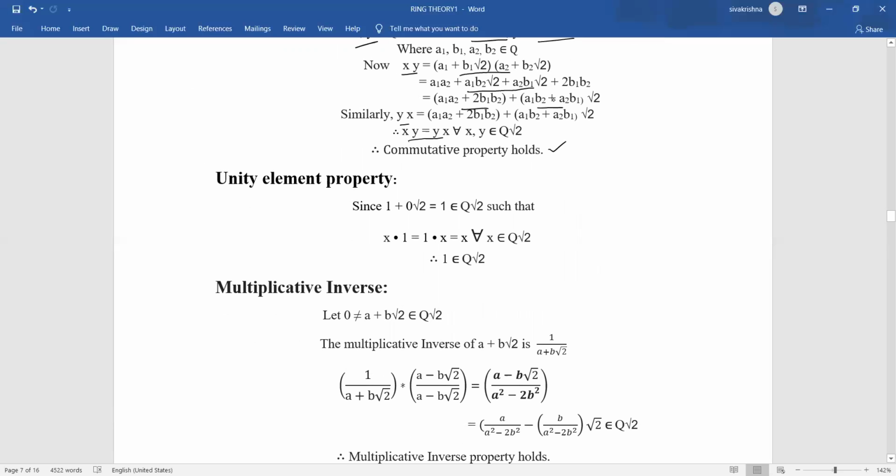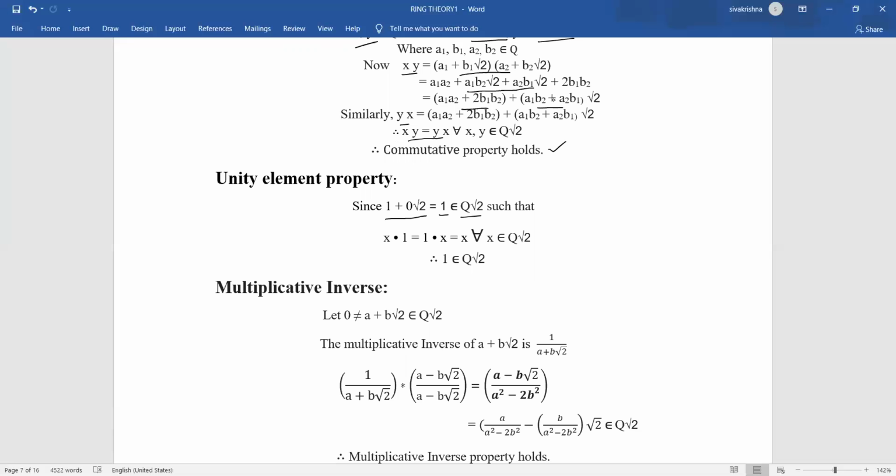If you want to say that the ring has the unity element property, we have to prove that 1 belongs to capital R. So I am writing an element of the form 1 plus 0 into root 2. The value of 1 plus 0 into root 2 is nothing but 1. Clearly this is of the form a plus b root 2, where a is 1 and b is 0. Clearly these two are rational numbers. So this belongs to Q root 2, because it is of the form a plus b root 2.